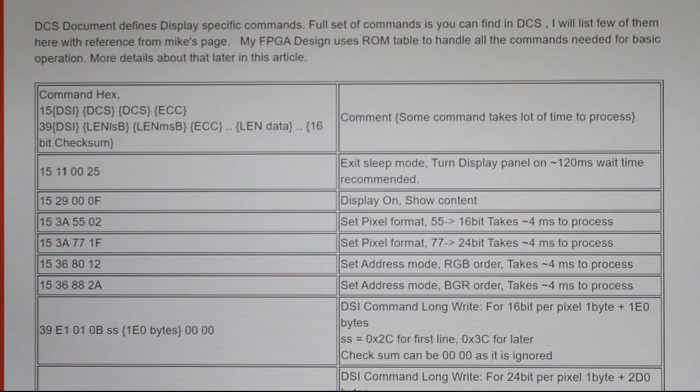First command is to exit sleep. Once we send this, the display will exit the sleep mode. As noted by Mike, it takes quite a bit of time. And then there is a display on command to turn on the display and start displaying the content. This command needs to be sent. And then comes the pixel format command. For pixel format, there are two commands I have listed here, 16-bit per pixel and 24-bit per pixel. This particular LCD which we are using here goes up to 24-bit per pixel.